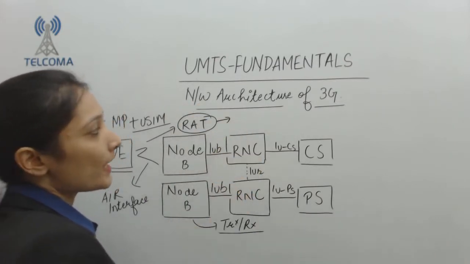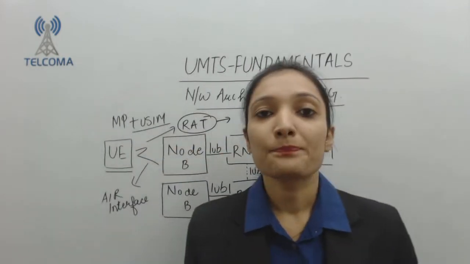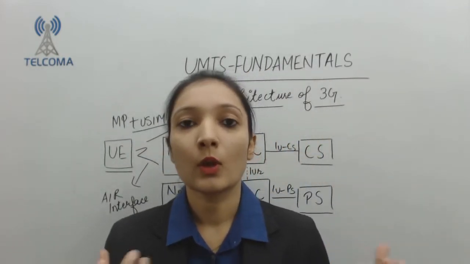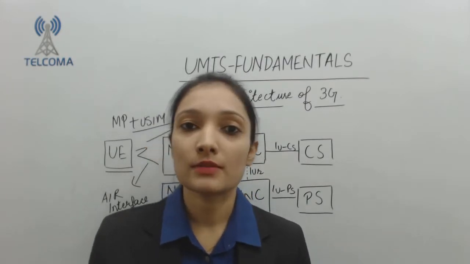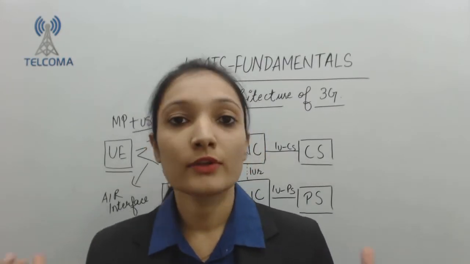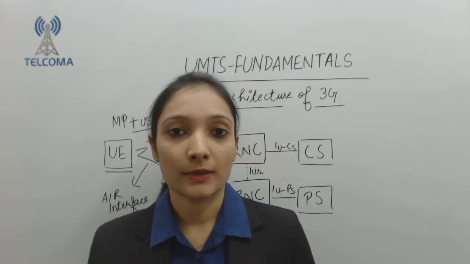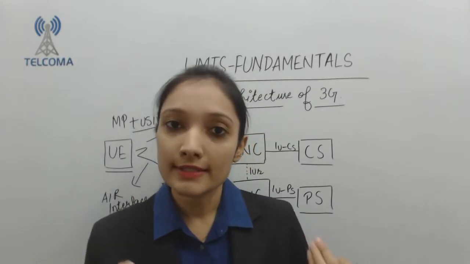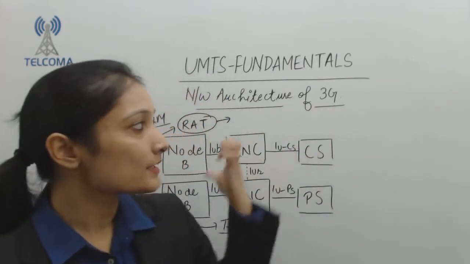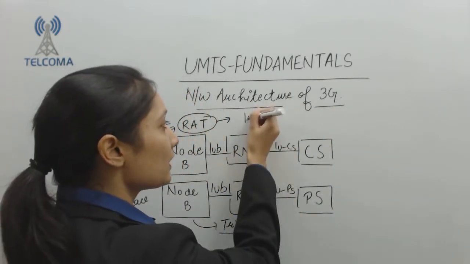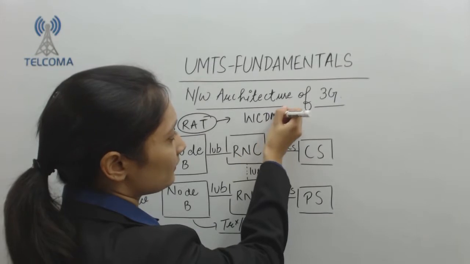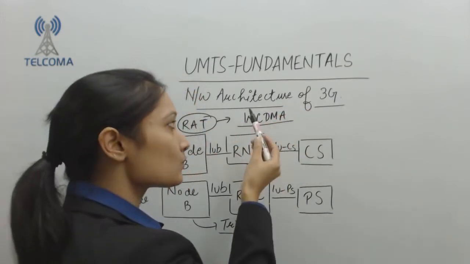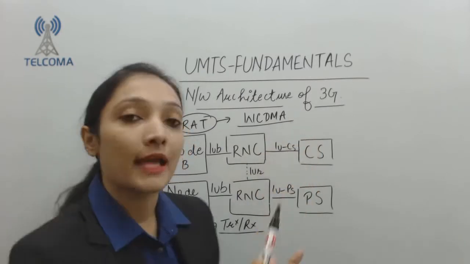Now, radio access technology is basically an access technology which is used to access the network. Previously we talked about the GSM systems. In GSM, our 2G systems, we had TDMA, time division multiple access, that is the access on the basis of time. Now, here in the 3G systems, we have WCDMA as our access technology. That means wideband code division multiple access.